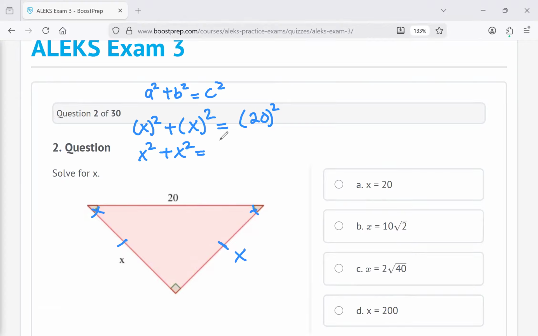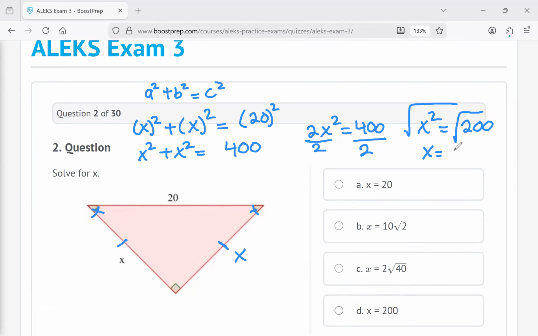20 squared is 400. And then x squared plus x squared is 2x squared. Divide this by 2, just 200. Then you would take the square root of both sides. As you can see, you can simplify this because you don't see square root of 200, right? How do you simplify radicals that are non-perfect? It's easy. What two numbers multiply to 200? It would be 100 times 2.